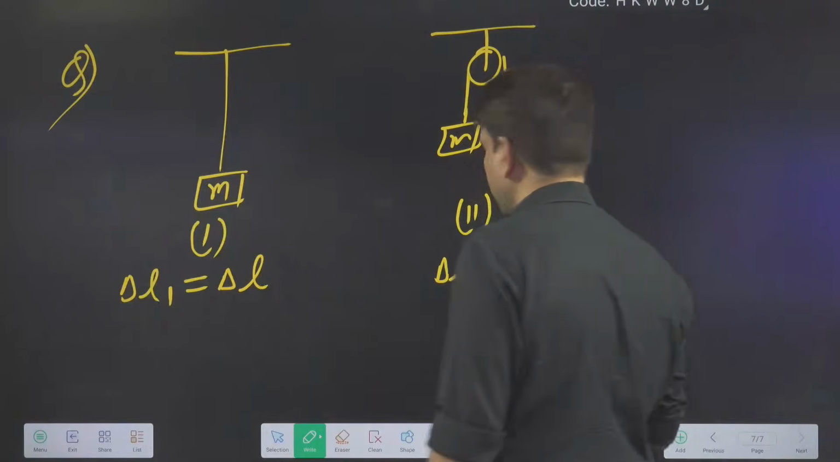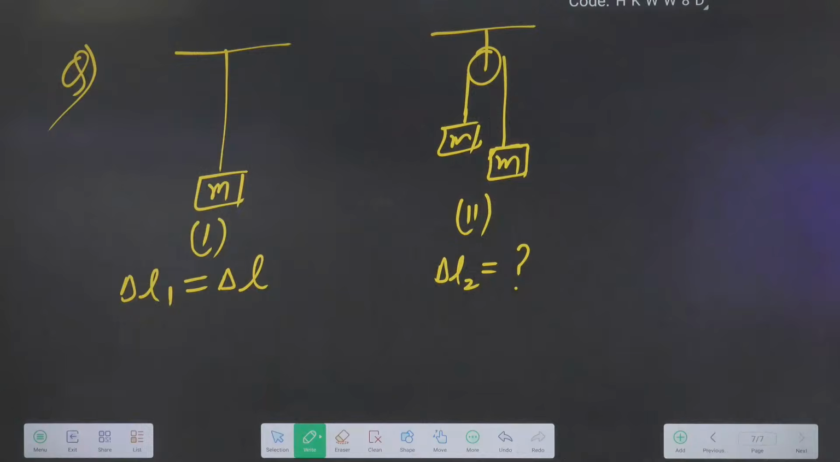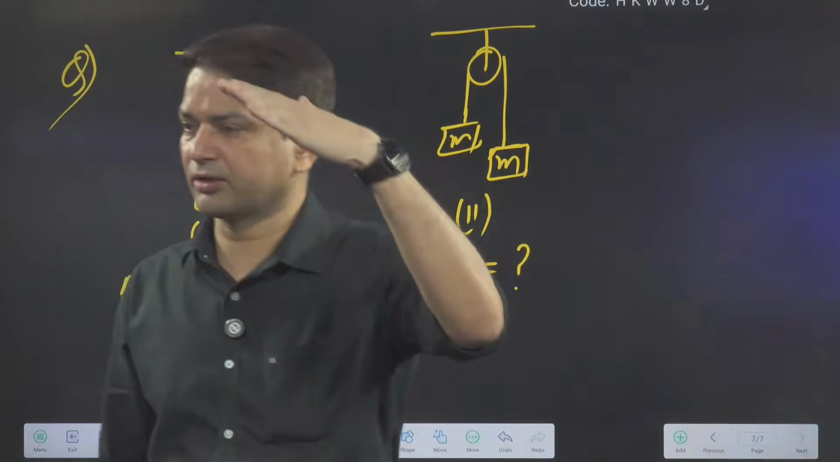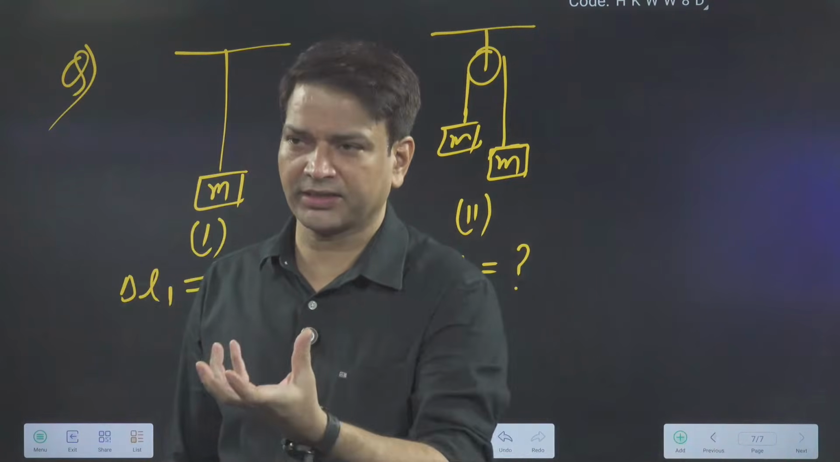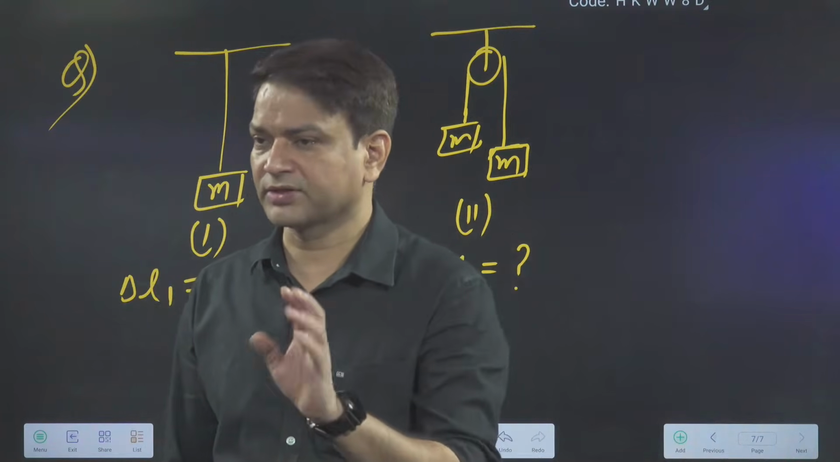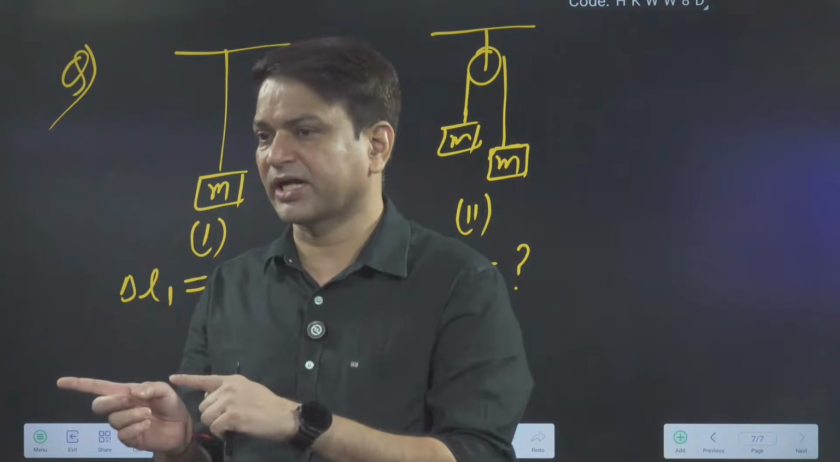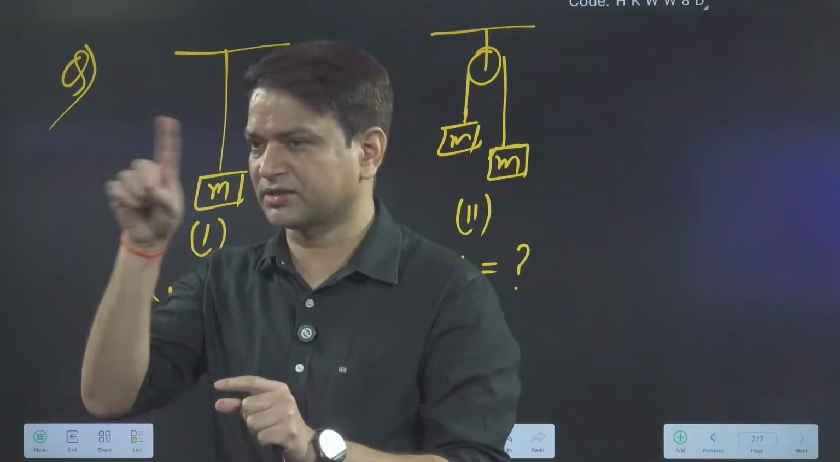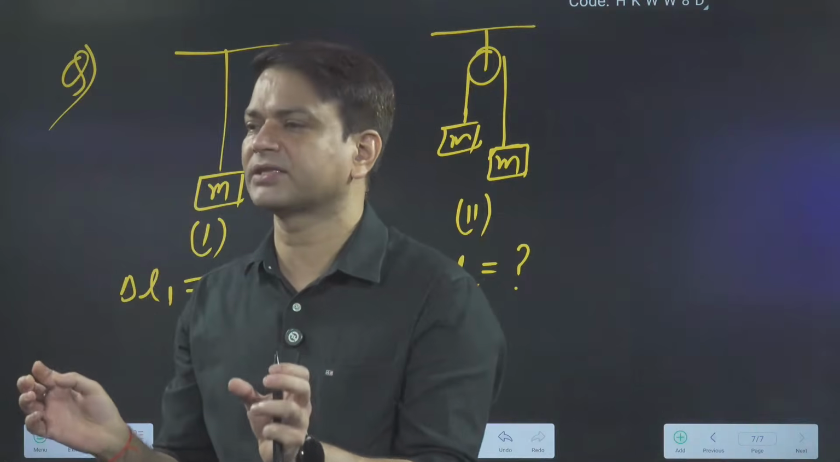So in this problem, I have taken one string, and one end of the string is suspended from a rigid point, like the roof, and at the other free end we have connected the mass M. Okay, that is the first case. Second case, same string I took, and then I pass it over the pulley. That string is passing over the pulley, and on both sides I hang the mass M.